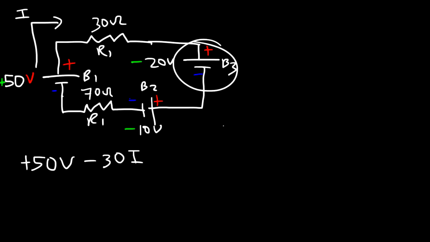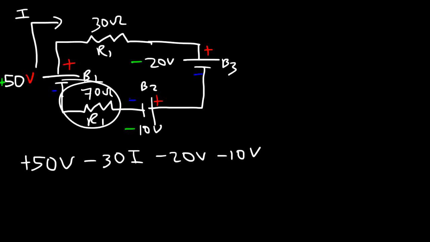Now this battery reduces the energy of the circuit, so that's going to be negative 20 volts. And this one also reduces the energy of the circuit, so that's going to be negative 10 volts. And this one also consumes energy from the circuit, so that's going to be negative 70 times I. And this is supposed to be R2. And so all of this is equal to 0.